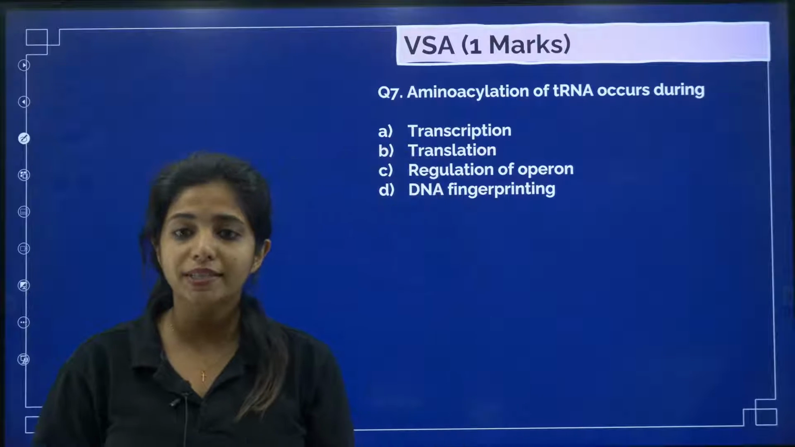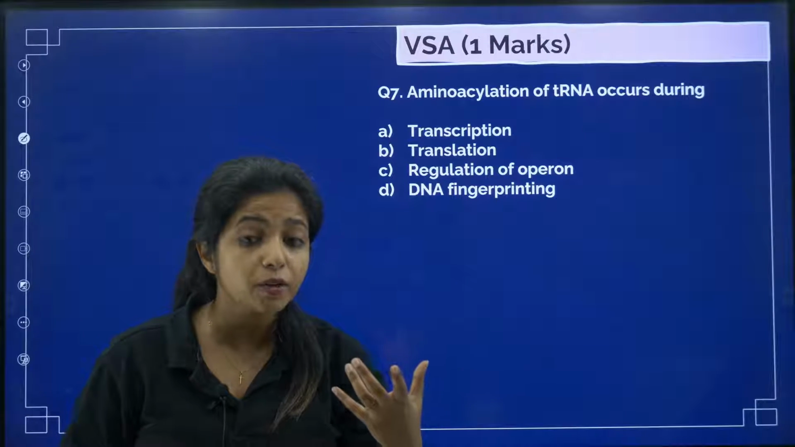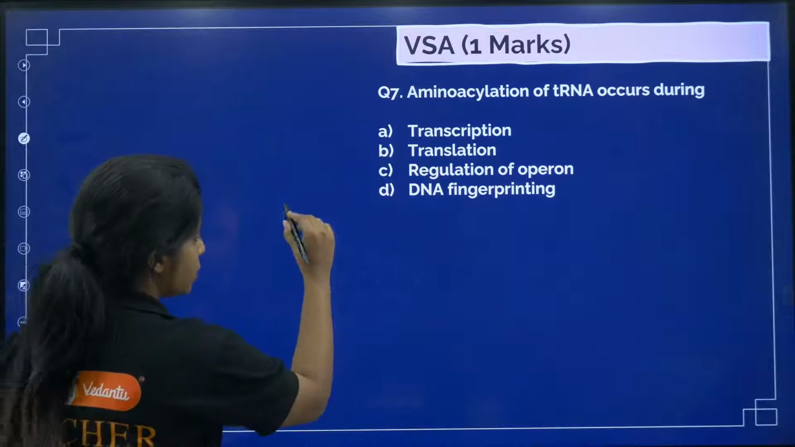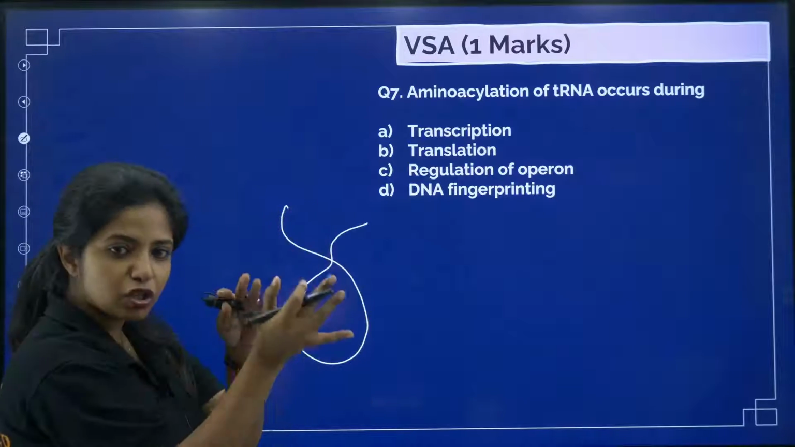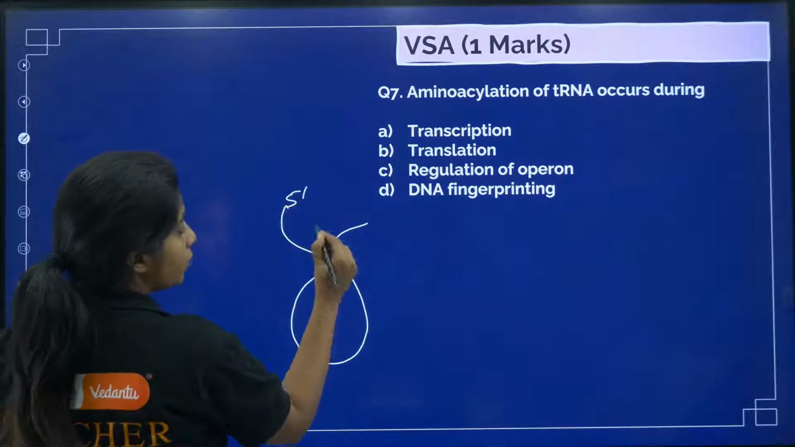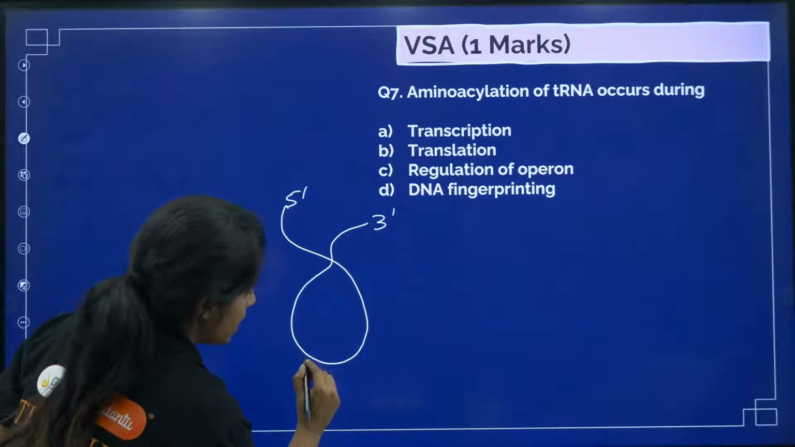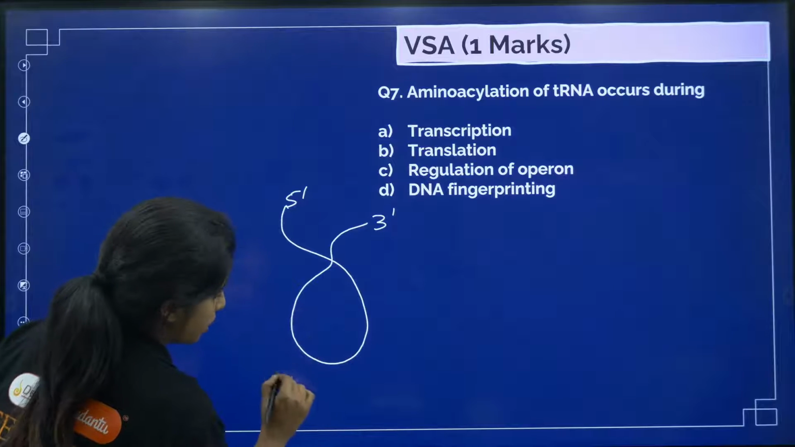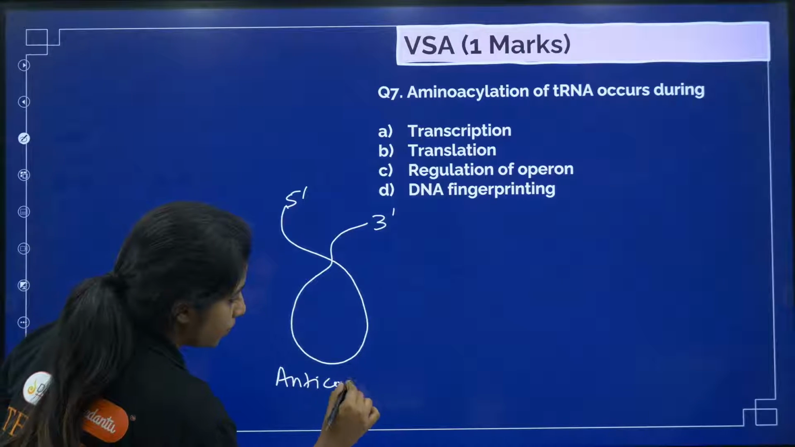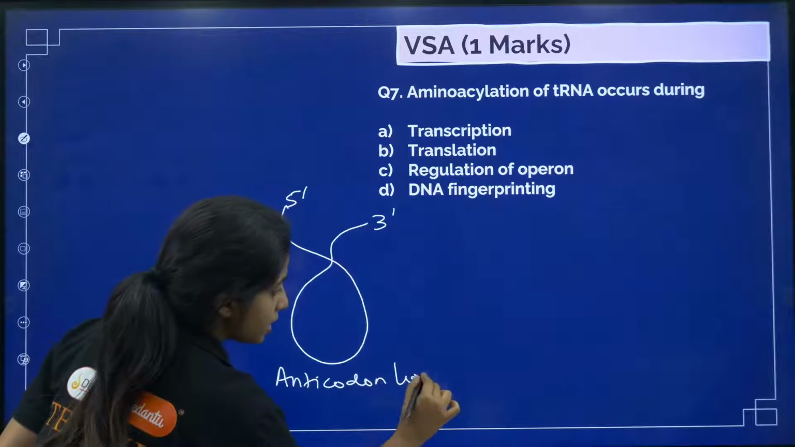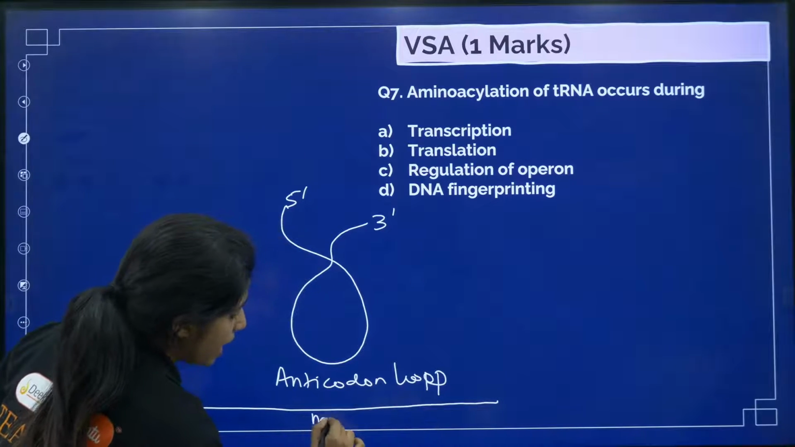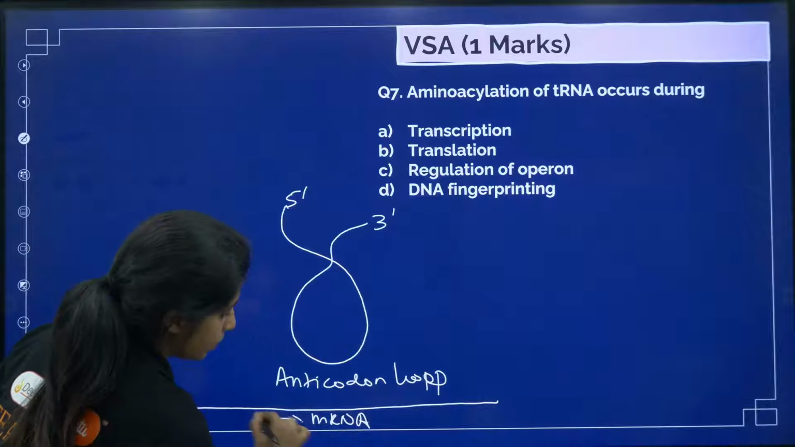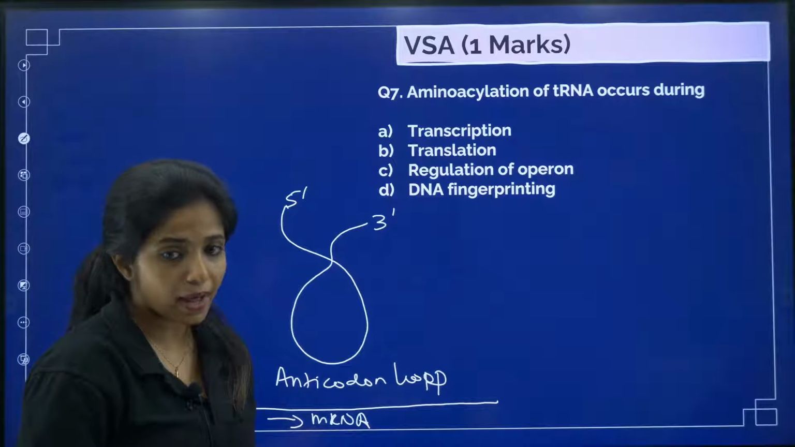When do you think aminoacylation of tRNA occurs? What do you mean by aminoacylation of tRNA? So the tRNA looks somewhat like this. It's normal RNA, but it is twisted. The 5' end is over here and the 3' end is over here, and this loop that you see, you call it the anticodon loop. This anticodon loop goes and binds with the codon of the mRNA.